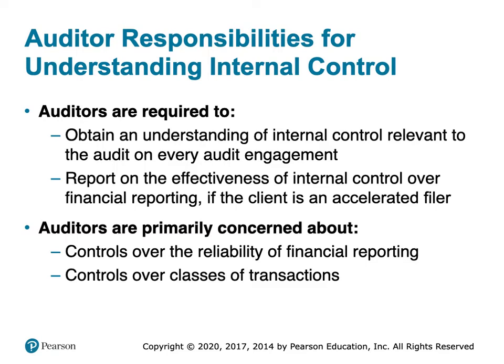An accelerated filer is determined by securities laws, and it's generally companies that have over a certain level of revenues and have been public for a certain amount of time. So I don't want to get into the mechanics and the details of that. You're not going to be quizzed on that specific detail, but accelerated filers are the ones who have an internal control report. The internal control report can be either integrated into the audit report or it can be a separate report.